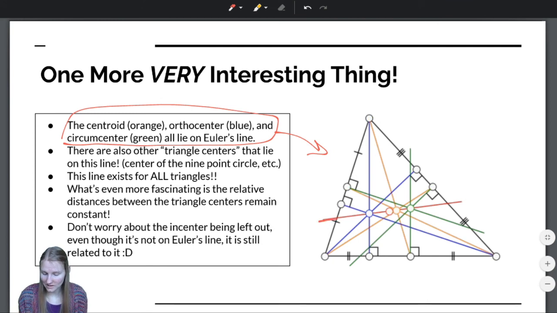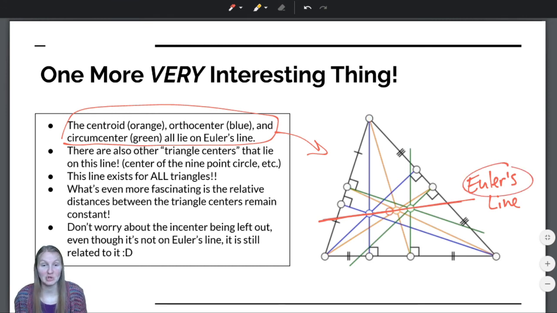All of these points lie on this red line called Euler's line. And I know that this looks like Euler, and that's how I pronounced it in high school. It is actually pronounced Euler, and he's a famous mathematician. He's done a lot, especially in geometry. So yeah, you'll probably hear more about him in later courses. So Euler's line has the orthocenter, the circumcenter, and the centroid on this line.